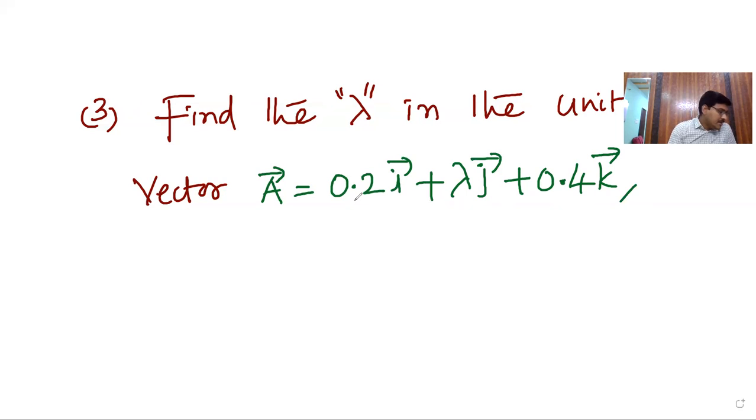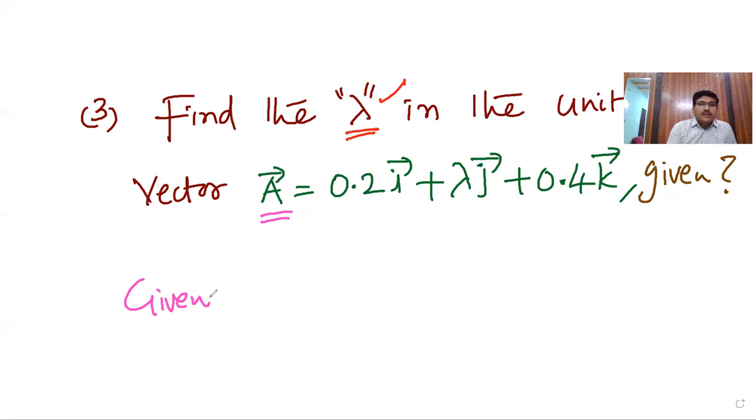Clear? And he is asking to find the lambda value in the unit vector given. That was the question. Observe. He says that a bar is a unit vector. What is the meaning of a bar being a unit vector? Magnitude of a unit vector is always 1. Here I am solving this question.